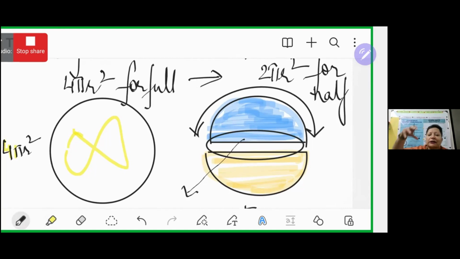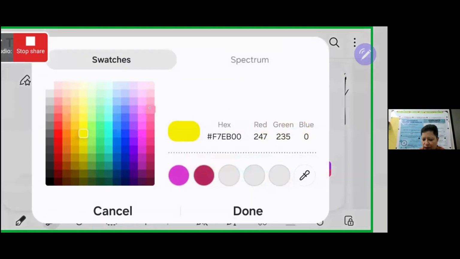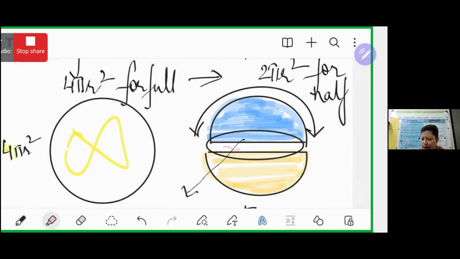Now, if you look at the hemisphere, it's half above, half below. But there's also this surface in between. Let me use another color to make you understand the other surface in between. So this surface in between is the area of your circle in between. From the top, you have 2 pi r square. What is the area of that circle in between? That is pi r square. So together, what do you have? Your area for the hemisphere actually becomes 3 pi r square.